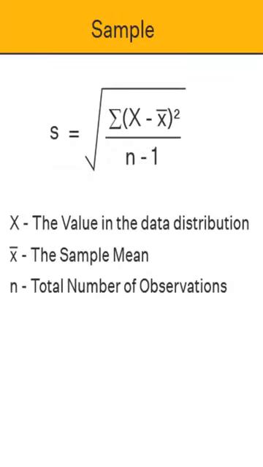The formula to calculate standard deviation S for a sample is the square root of the sum total of (x minus x bar) the whole to the power of 2, divided by n minus 1, where x is a value in the data distribution, x bar is the mean of the sample given, and n represents the total number of observations.